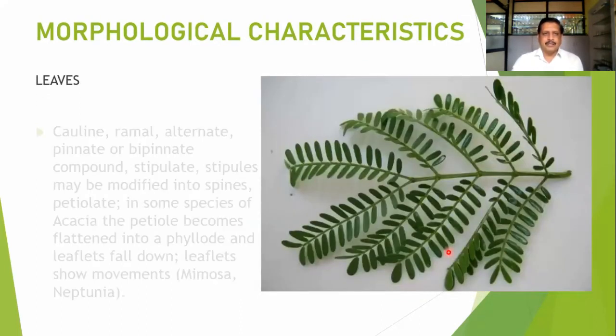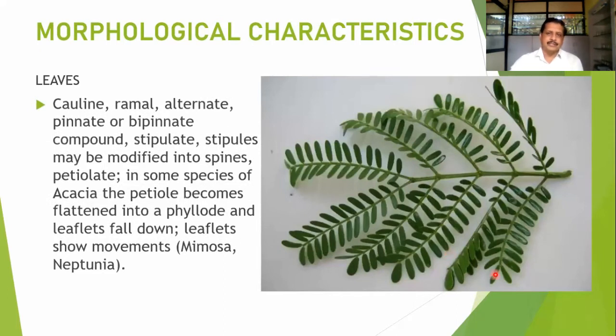The typical leaf is there, and that's why we have shown it here. It is a bipinnate leaf mostly. They are cauline or ramal. They may be present directly on the stem or on the branches, and they are alternately arranged, and pinnate, or sometimes it is a bipinnate structure.